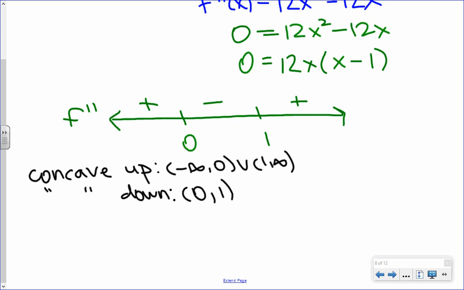Okay, so let's talk about what is happening at 0 and 1. We have inflection points.